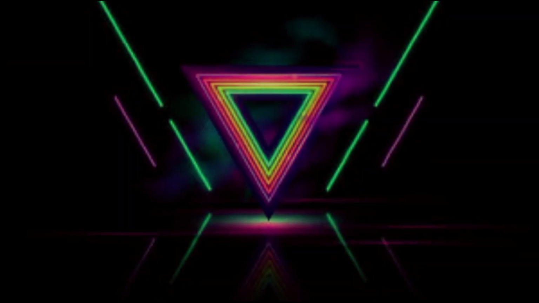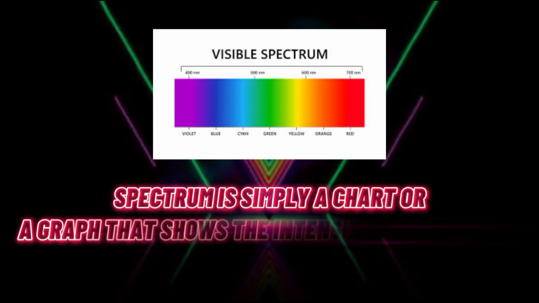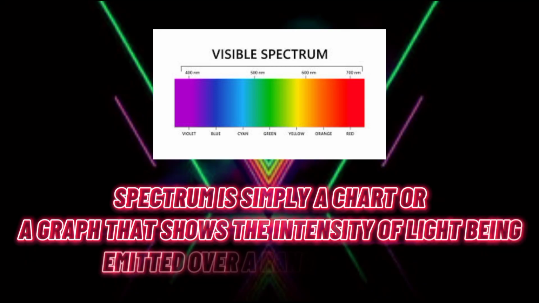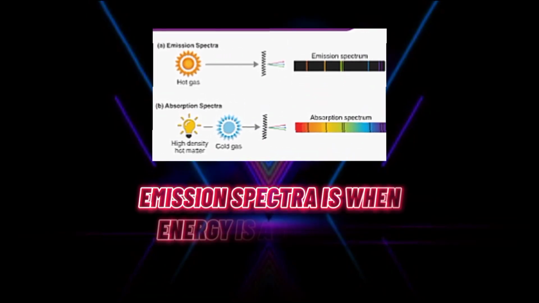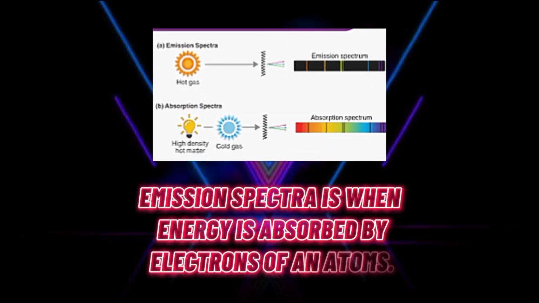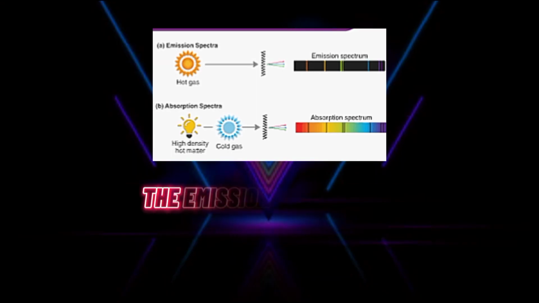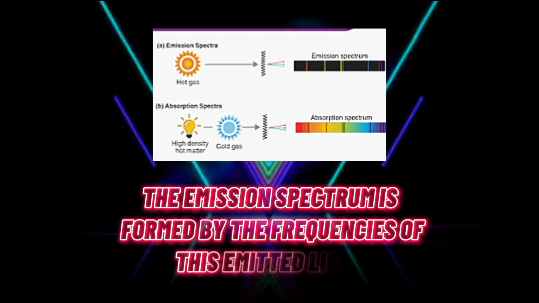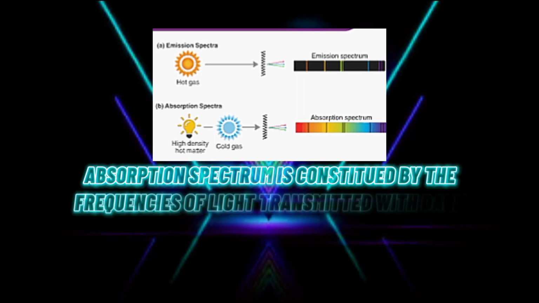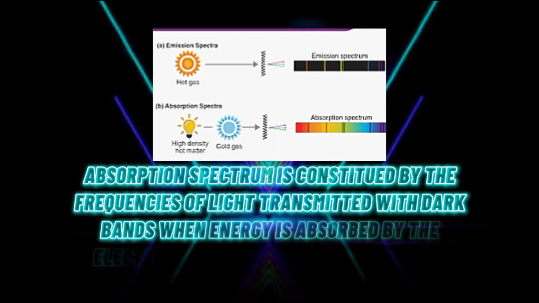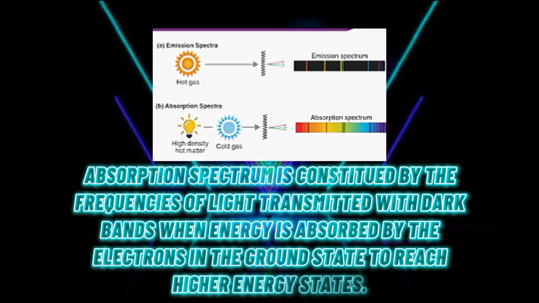Now, we're going to talk about emission and absorption of light. A spectrum is simply a chart or a graph that shows the intensity of light being emitted over a range of energy. An emission spectrum is formed when energy is absorbed by the electrons of an atom. Electrons move from lower energy levels to higher energy levels. The emission spectrum is formed by the frequency of this emitted light. On the other hand, an absorption spectrum is constituted by the frequency of light transmitted with dark bands, when energy is absorbed by the electrons in the ground state to reach higher energy states.